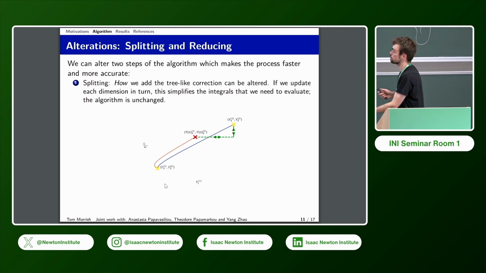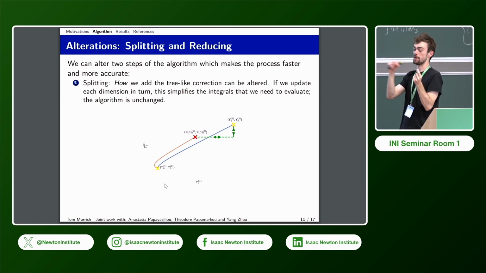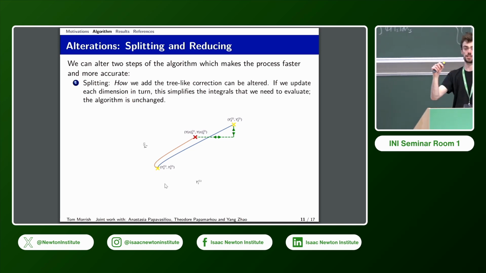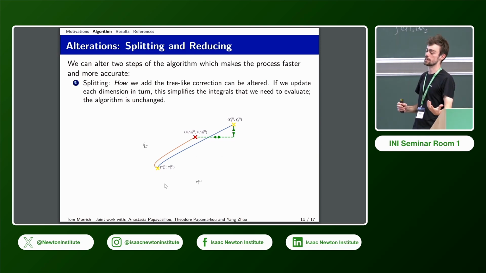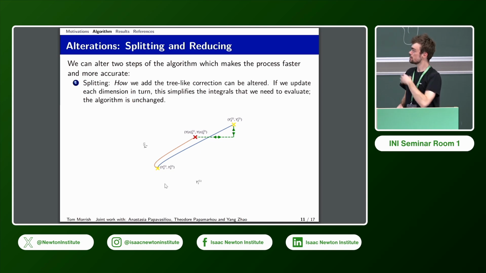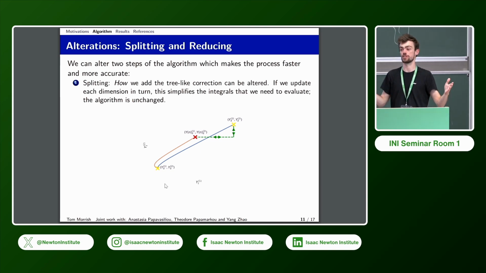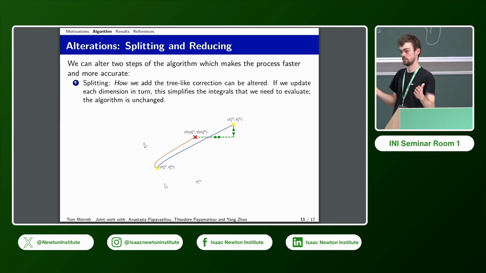One of those ways of doing that is using a splitting algorithm. This is where you correct each dimension of your path in turn and come back along it. It's still tree-like, it still retraces the path, and it's exactly the same solution, but it's far easier to solve that integral. So this is kind of the inverse version of splitting. Some people might have seen the forward version of splitting when you're trying to simulate SDEs.